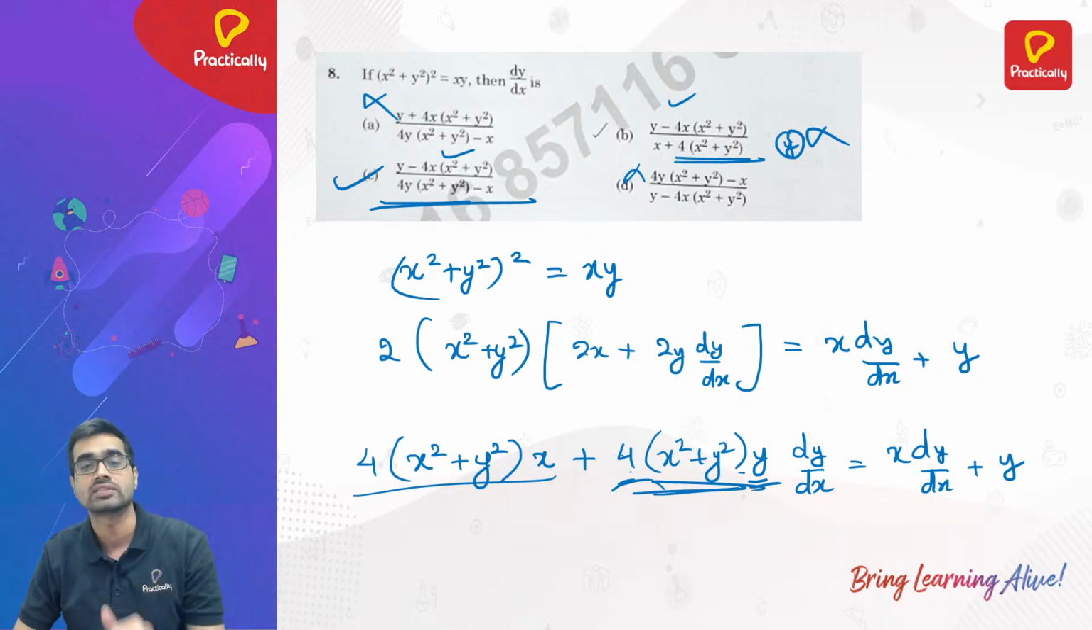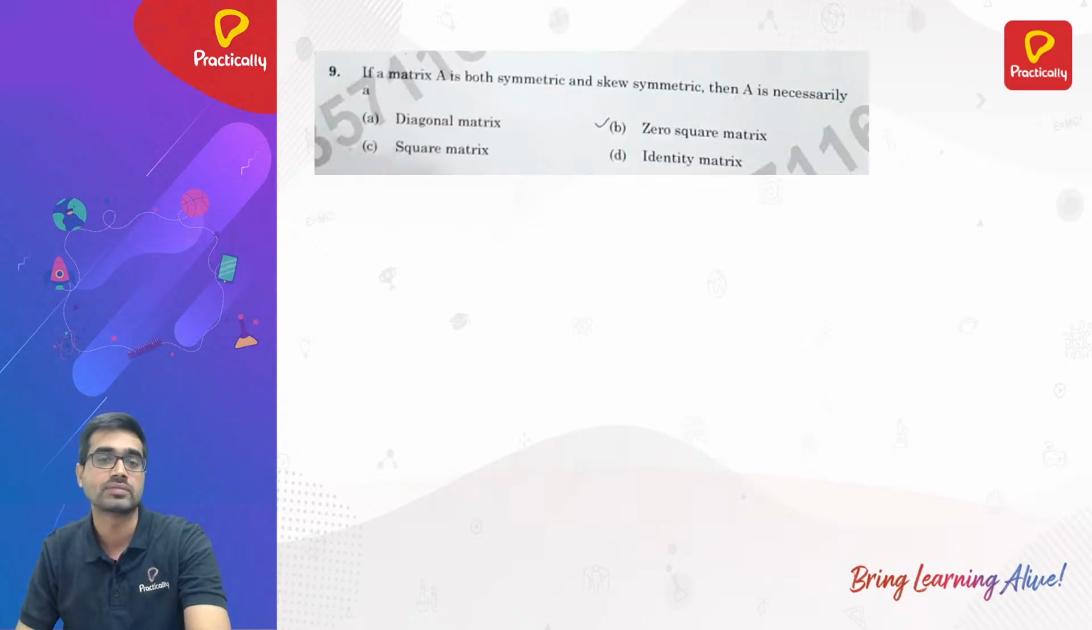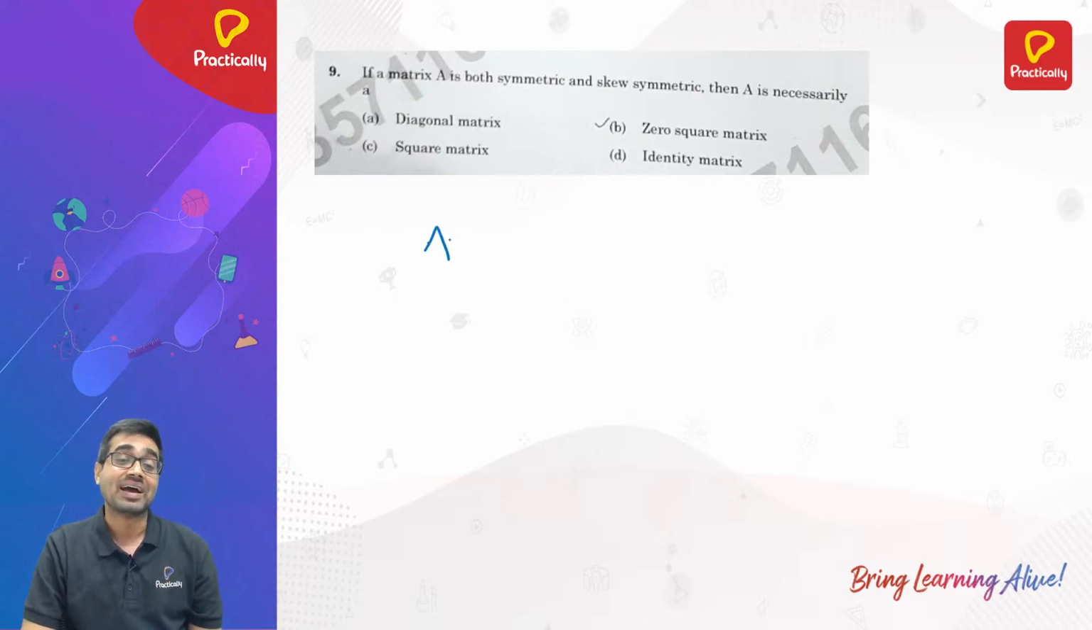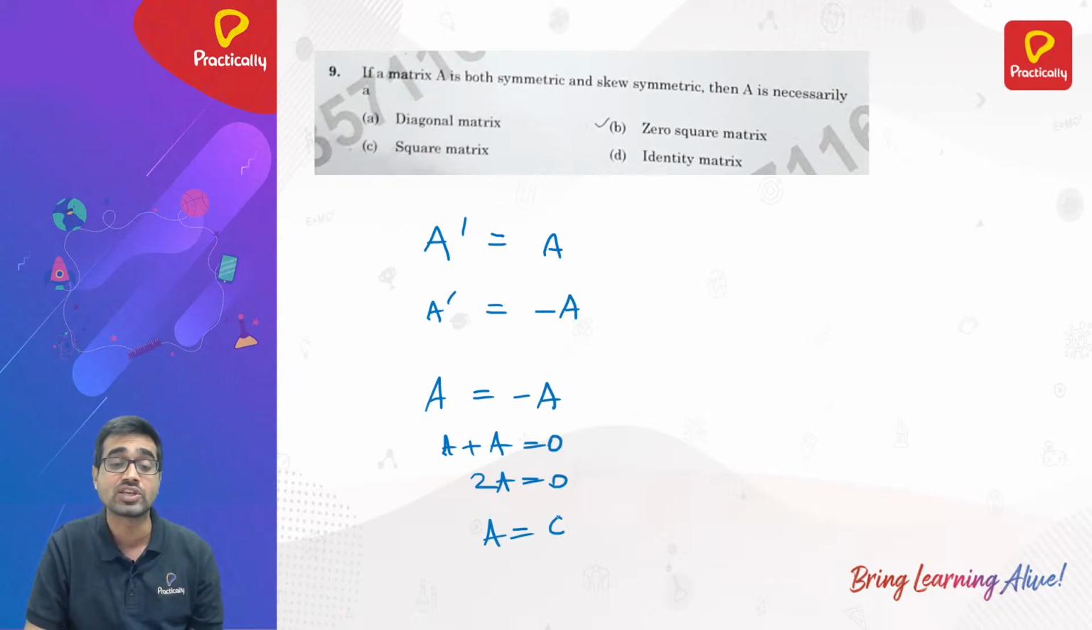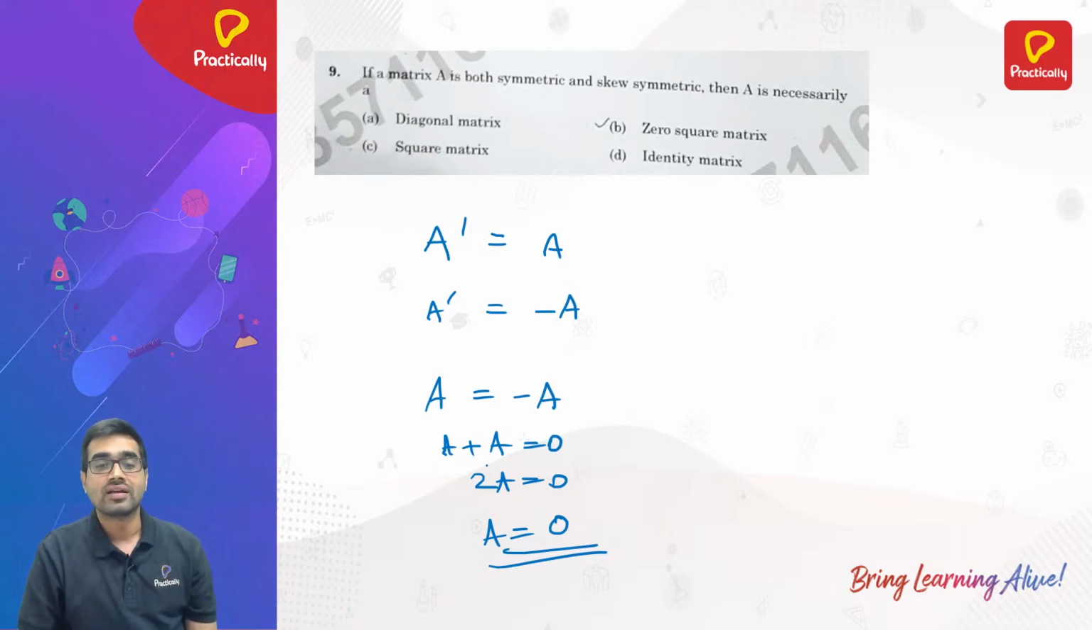Not balancing the signs now. Okay. Let's move to the next one. What if a matrix is both symmetric and skew symmetric? The matrix transpose is symmetric as well as skew symmetric. So basically A is equal to minus A. When is that possible? When A plus A is 0, or 2A is 0, or the matrix itself is a 0 matrix. It's a 0 matrix. Of course, it has to be a square matrix.